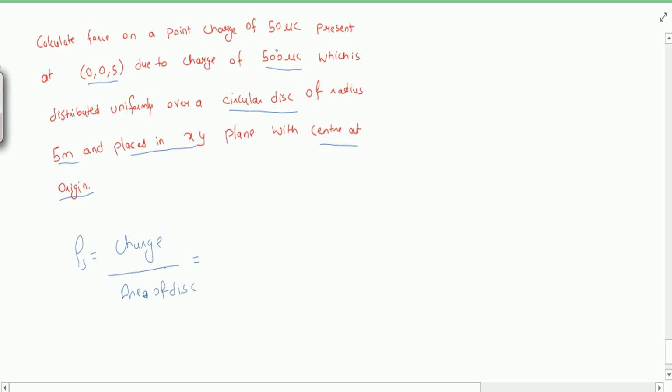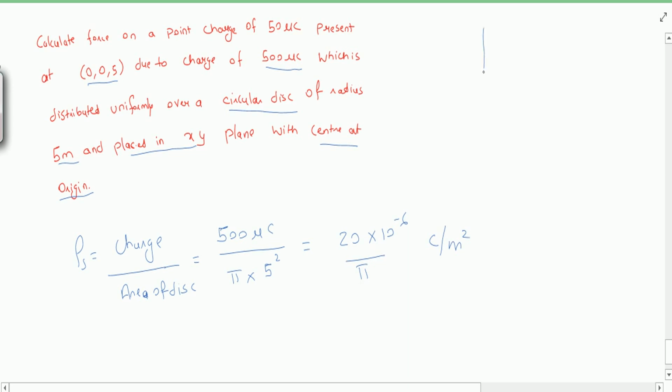So what is the charge on the disk? It is 500 microcoulomb divided by the area of the disk. It is a circular disk, so the area of the disk will be pi into the radius square. The radius of the circular disk is 5, so 5 square is 25. So it will be 20 to the power -6 divided by pi. This will be the surface charge density in coulomb per meter square.